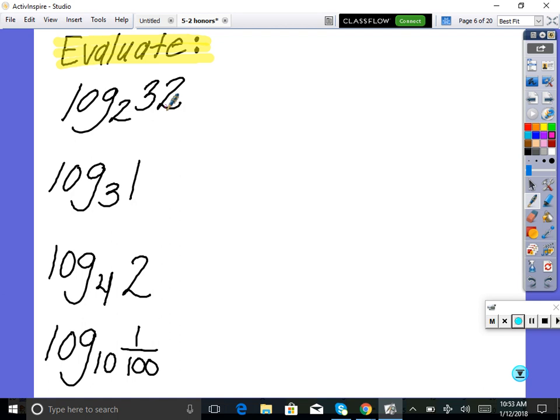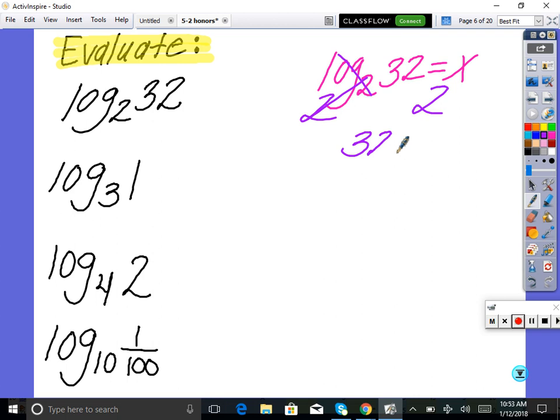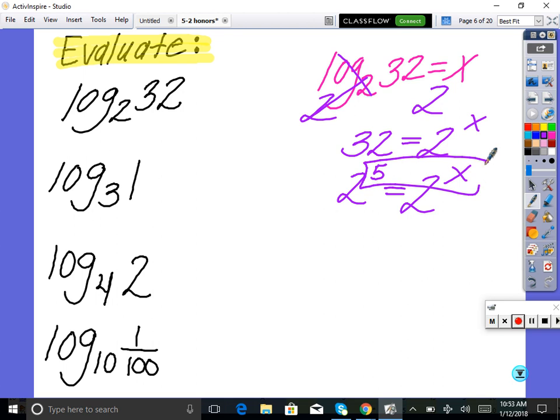We don't know what log to the base 2 of 32 is equal to, so I'm going to set it equal to x. I'm going to rewrite it in its exponential form, so I'm going to base 2 both sides. Base 2 and log to the base 2 cancel out. Now my true statement is 32 is equal to 2 to the what power? Yep, 2 to the x, so now we can solve. 2 to the what power equals 32? Well, do what we just did, everybody. 2 to the 5th power equals 2 to the x. So x equals 5, right? So log to the base 2 of 32 will equal 5.